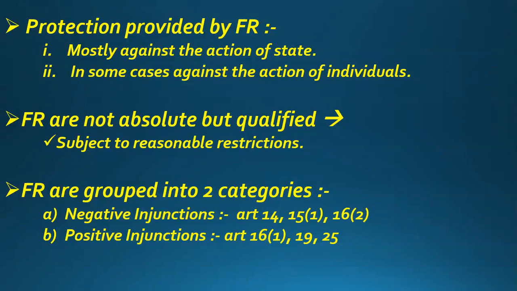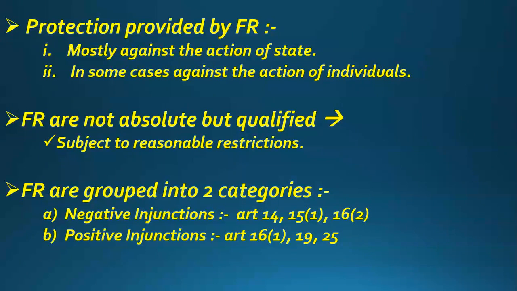So what is the meaning of negative injunction? Negative injunction means negative commandments on the state. It means the state is stopped from doing certain actions. For example, state cannot do this, state cannot do this. So negative injunctions means fundamental rights stop the state from doing certain tasks.